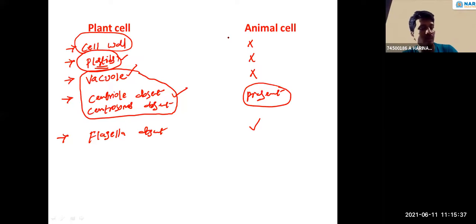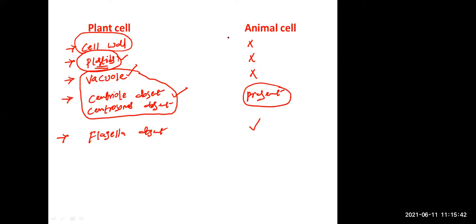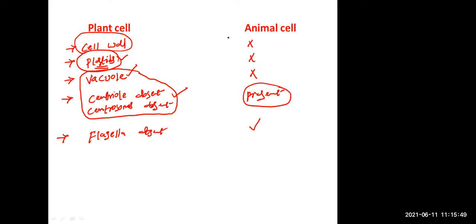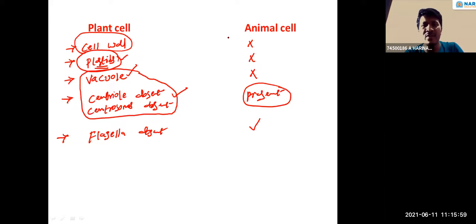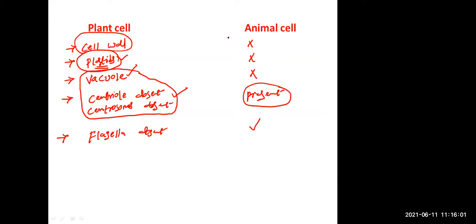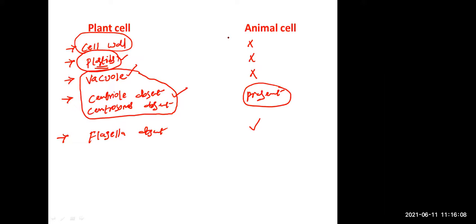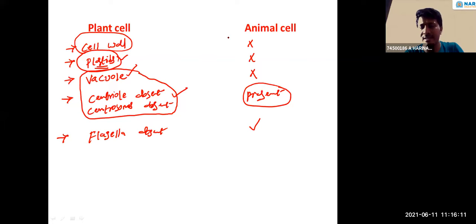What is the function of Golgi complex? Modification of proteins and lipids. Okay, so it is involved in the synthesis of glycoproteins and glycolipids. There are two phases present in the Golgi complex, right? The cis phase and the trans phase.